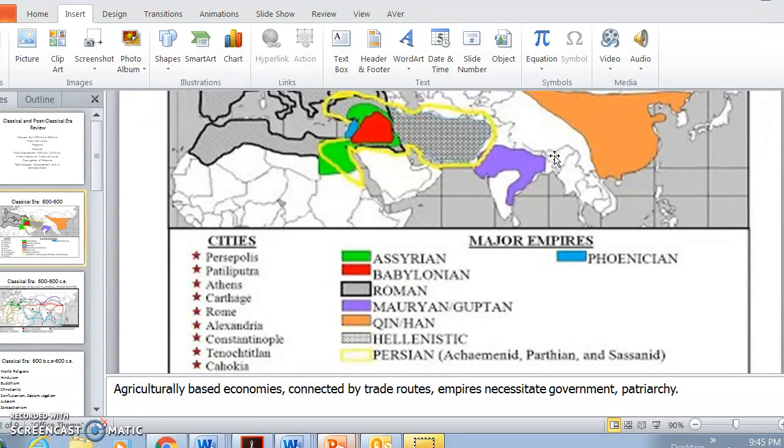Empires, as they are pretty large bodies of land, necessitate a government. They need organization. So you see a lot of law codes developing here in order to govern this large area of land. And also, our old friend, and I say that sarcastically, everybody, patriarchy. Patriarchy is a continuity throughout world history, and it is no exception here. Societies are patriarchal.